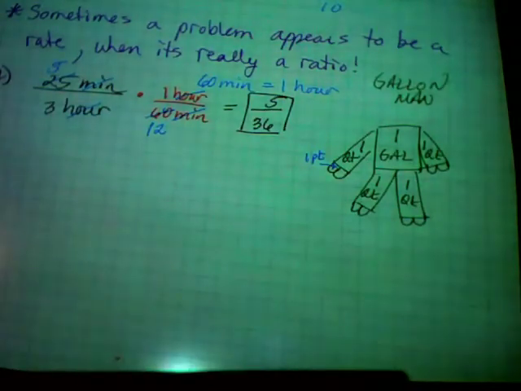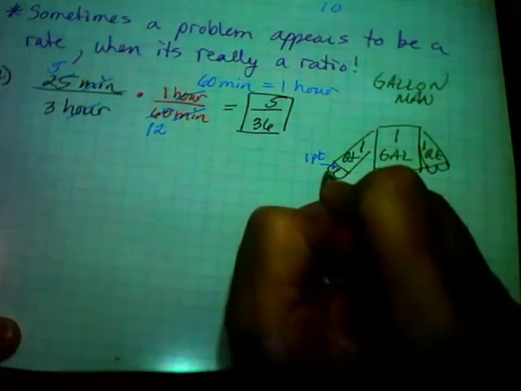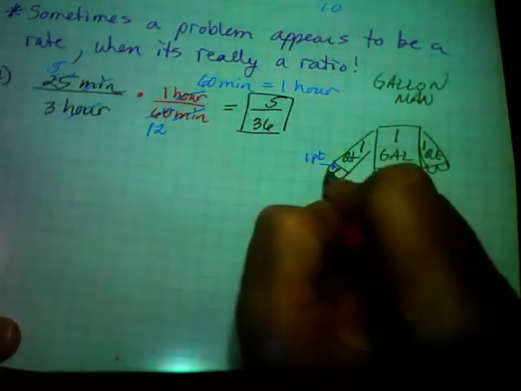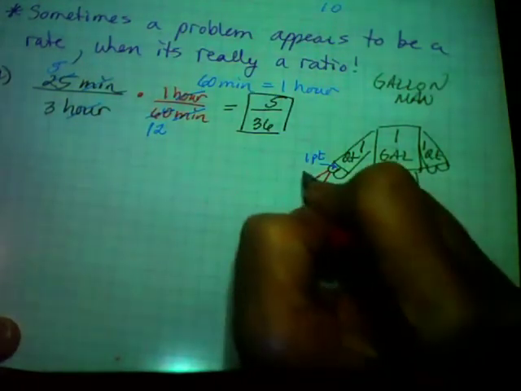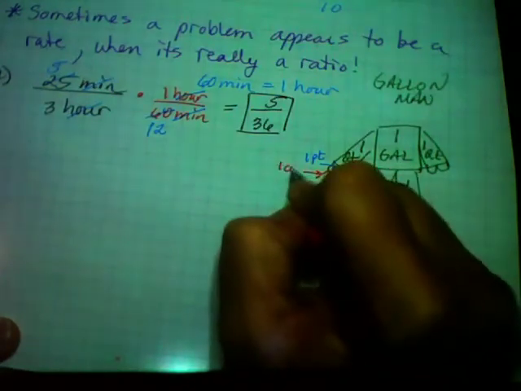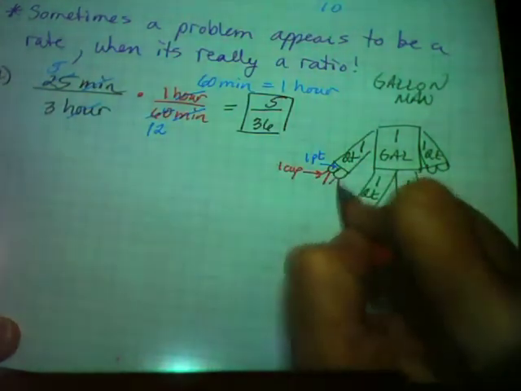You love Gallon Man? You ready for the rest? How many cups are in 1 pint? A pint. How many cups in 1? 2. So this right here is 1 cup. So that means, that's his fingers.